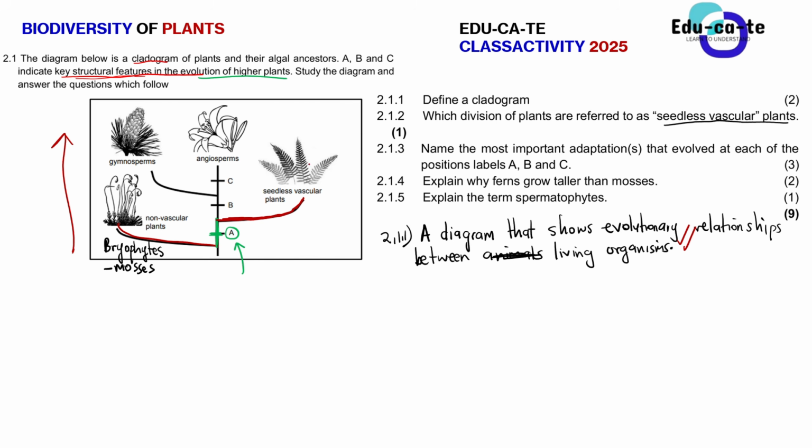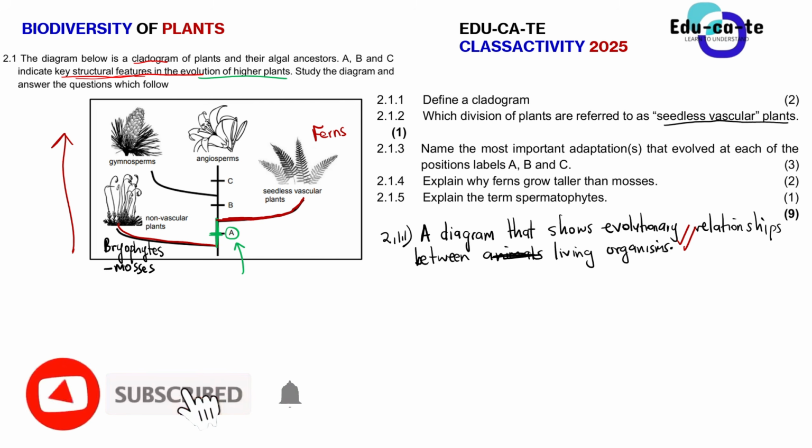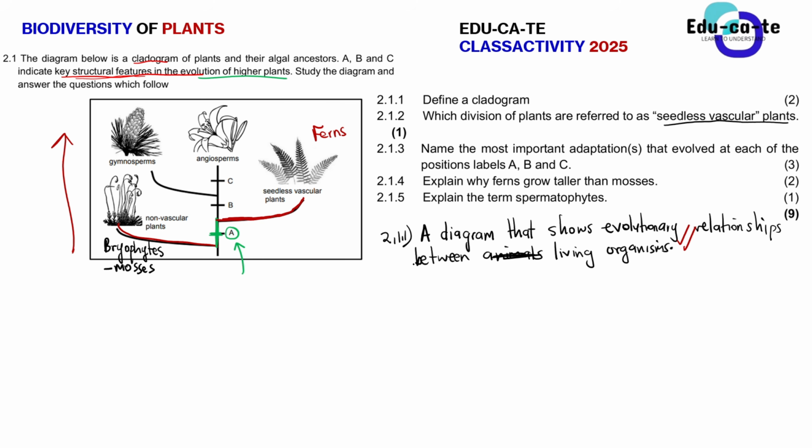How do I say that these are pteridophytes? You can see that this is a common plant known as ferns, and ferns belong to the division pteridophytes. So these are seedless vascular plants. We're just going to answer 2.1.2 and say that the seedless vascular plants belong to the division pteridophytes, Pteridophyta.